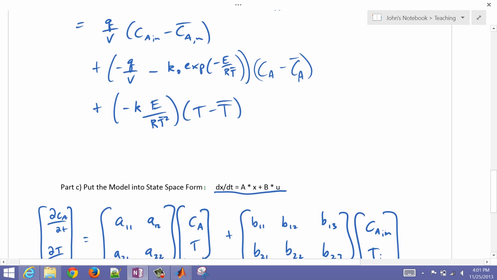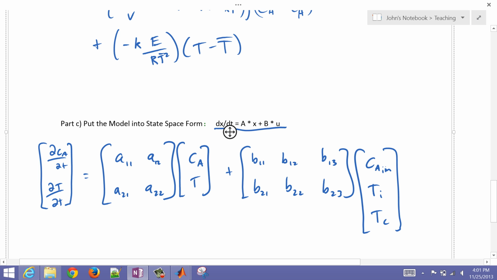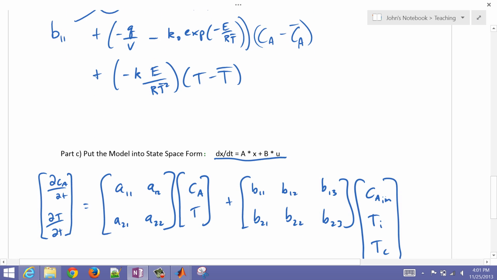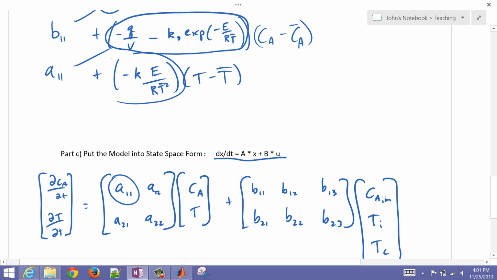So I have CA in, so I have B11, and this right here becomes B11. Then I also have times CA, and this is going to be this A11. So this expression right here becomes A11, and this expression right here becomes A12. Now we have B11, A11, A12. What about B12 and B13? Well, those don't exist in the equation, so those are equal to 0. Those are just going to be 0 values.